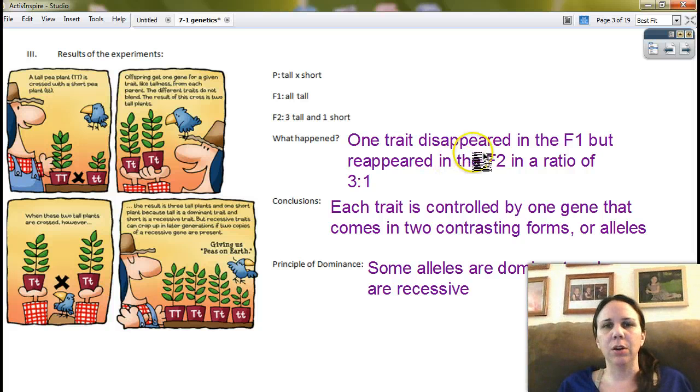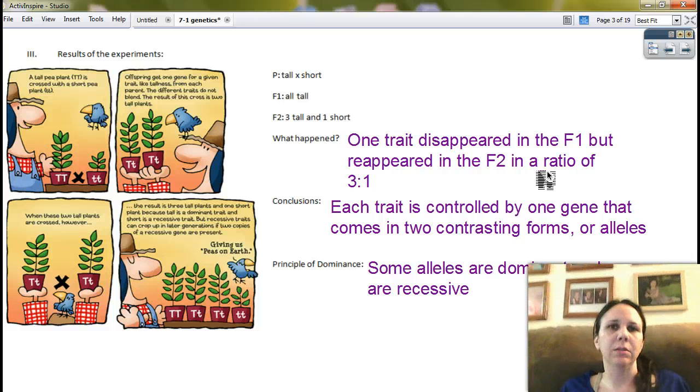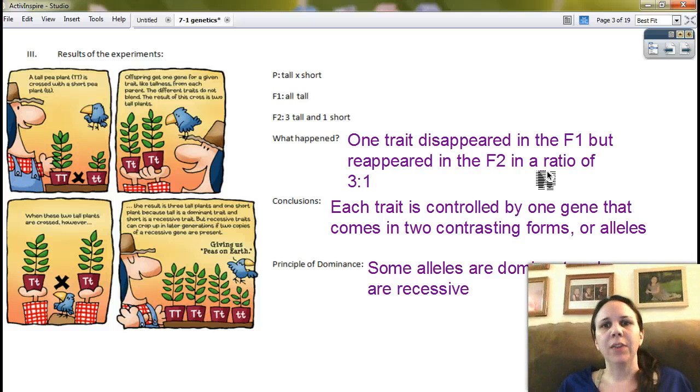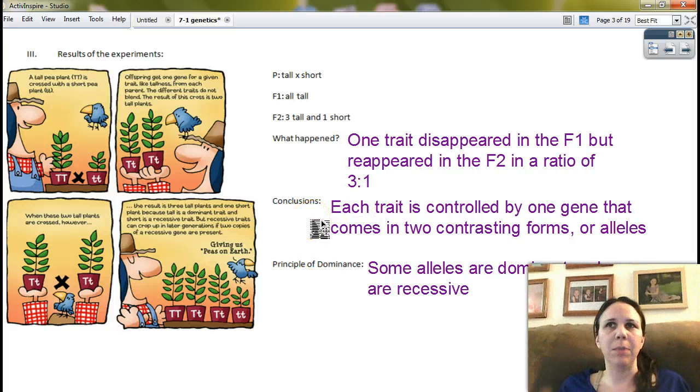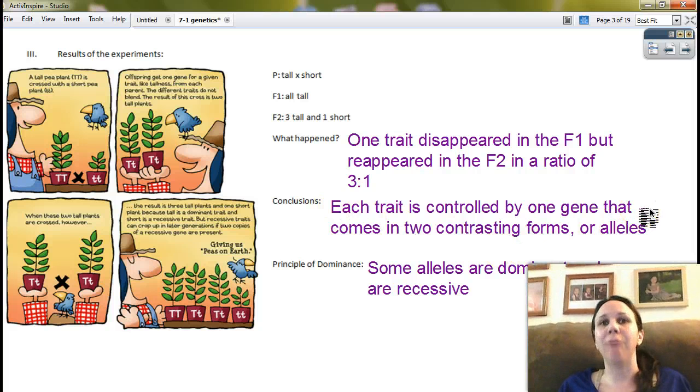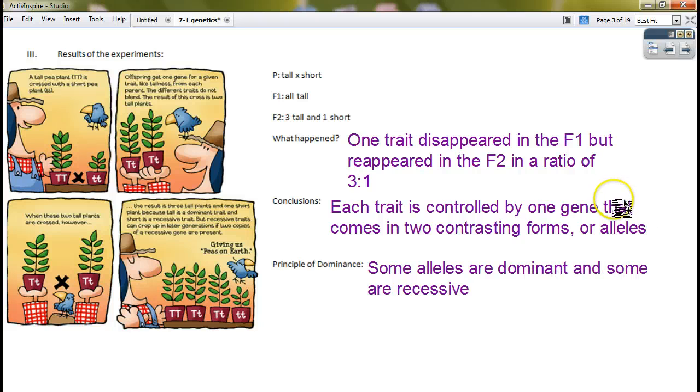Okay, so why? Why did the one trait disappear and then reappear? Well, that led him to come up with the whole idea between dominant and recessive traits. And this allowed him to come up with the conclusion that each of the traits on the plants, the color, the pea pods, all that kind of stuff, was controlled by what he called a factor. He didn't know what a factor was. We know what a factor is now. It's a gene. It's a chunk of DNA. And that they come in two forms, two alleles.